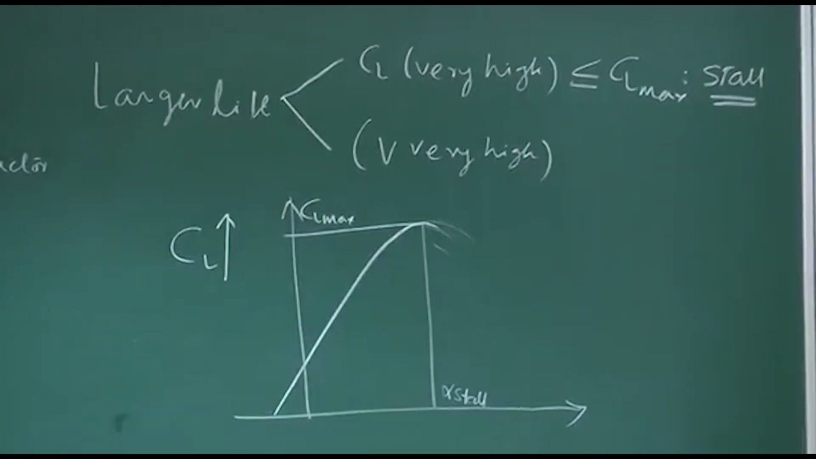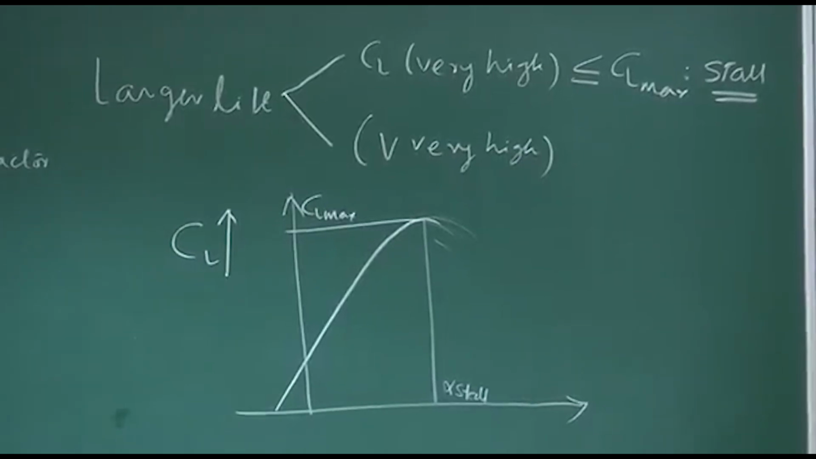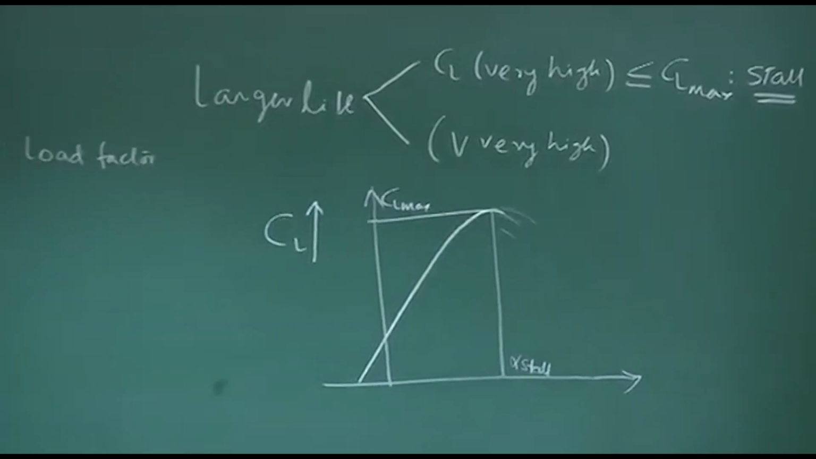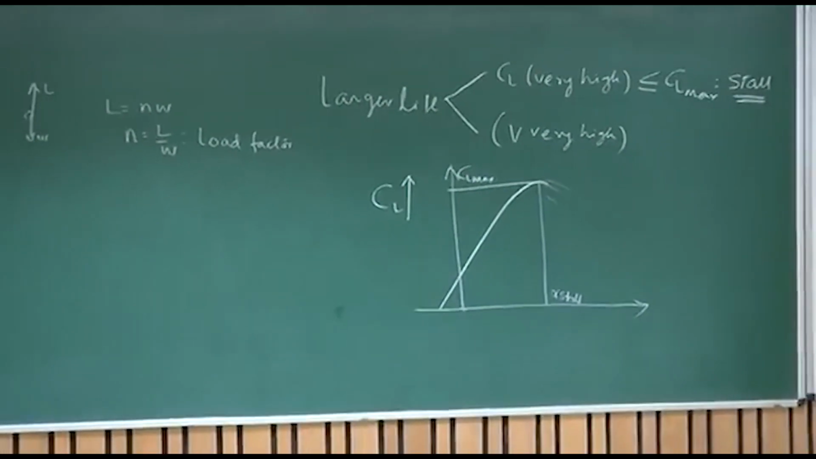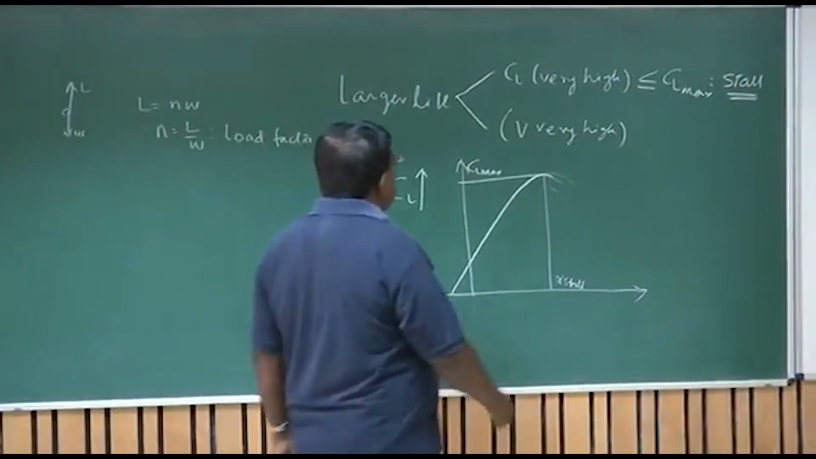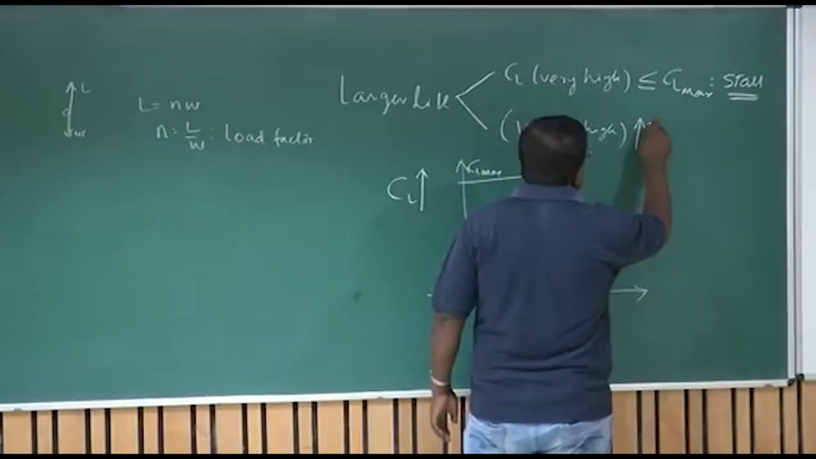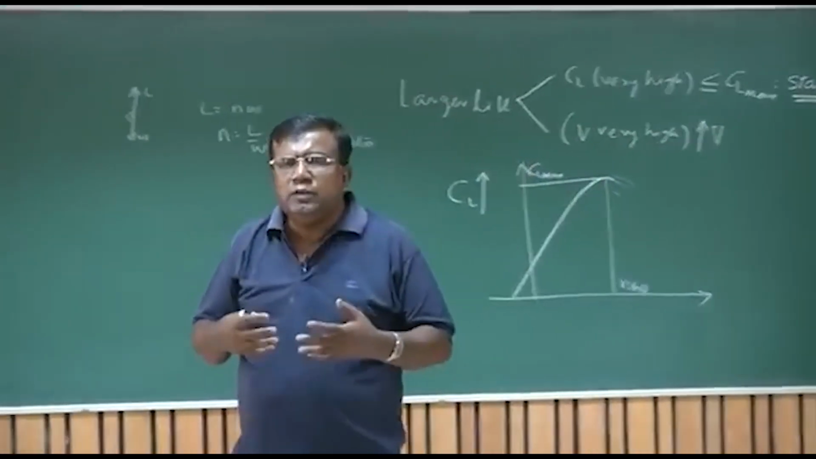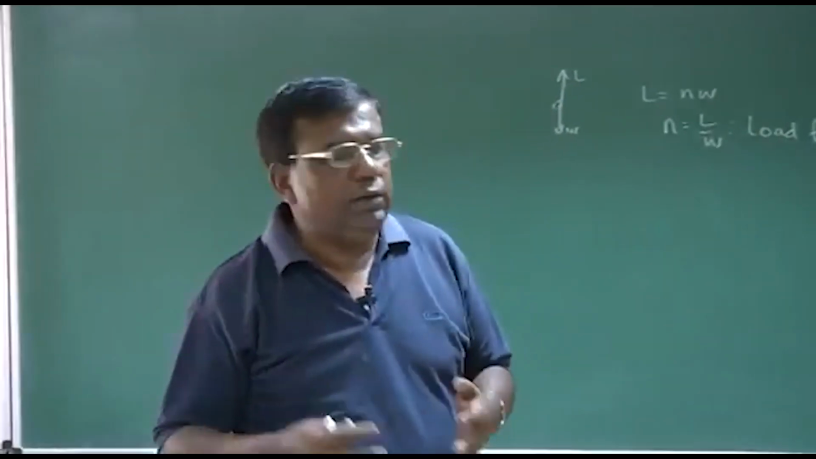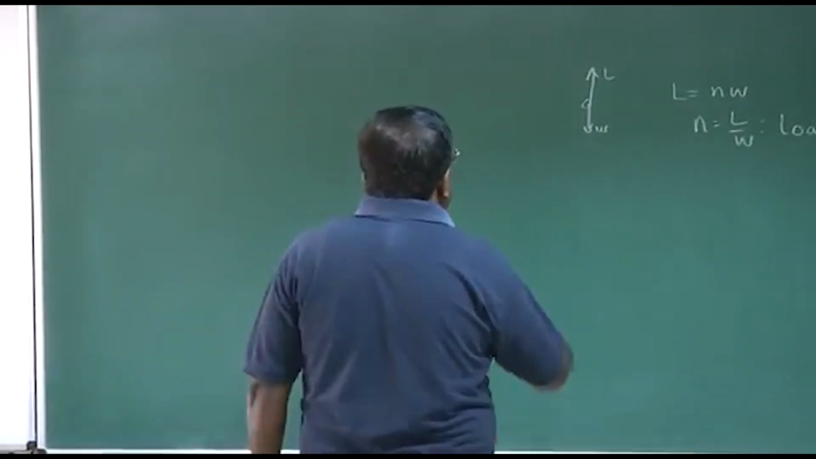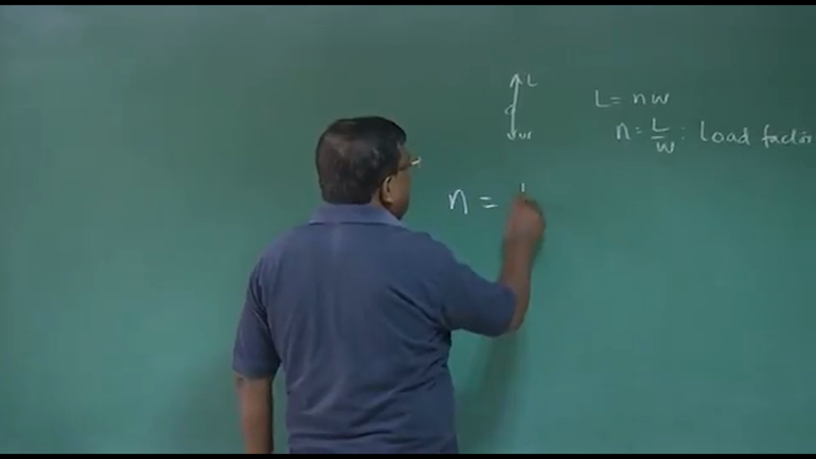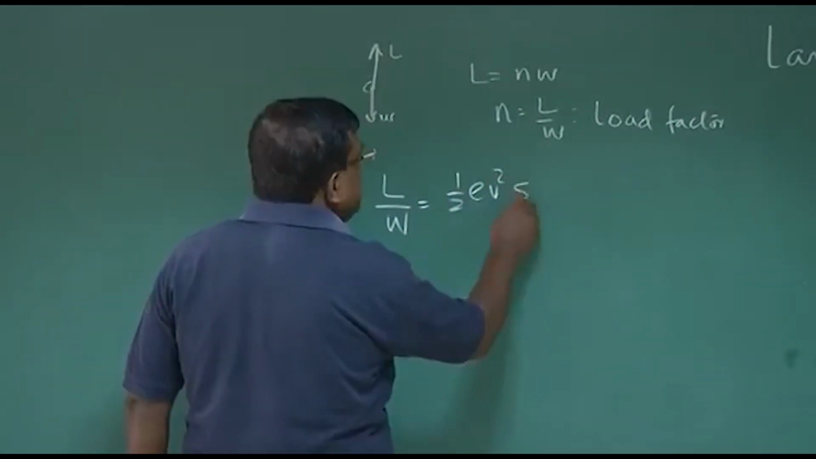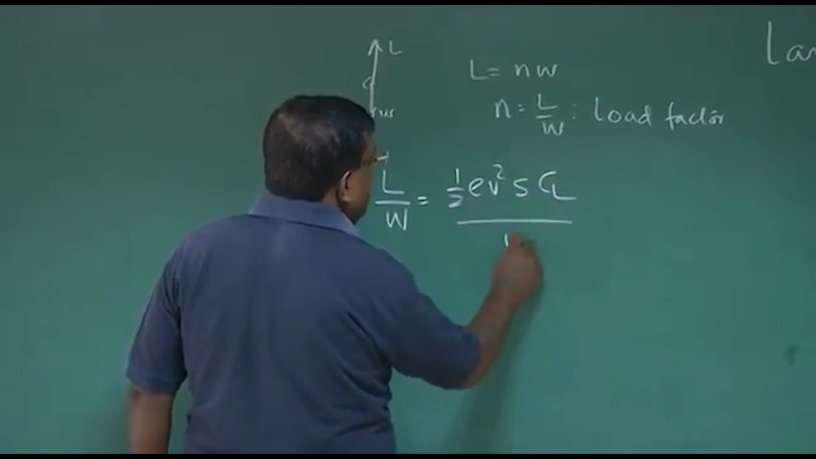Similarly, you can argue, okay, I will not increase the CL to the extent of CL stall, but I will increase the lift by increasing the speed. I'll go on increasing the speed. What is the limitation? If I go on increasing the speed, what will happen? The question is this. Since I know N equals lift by W, and N is nothing but half rho V square S CL by W.